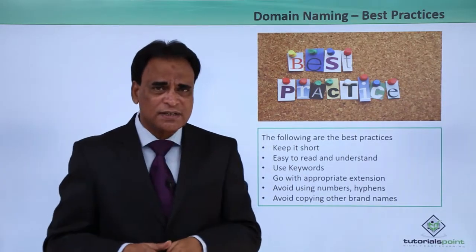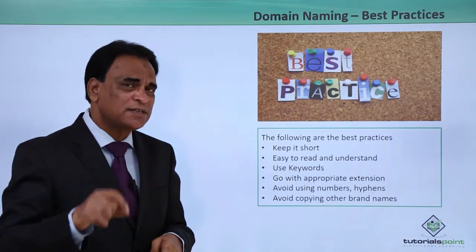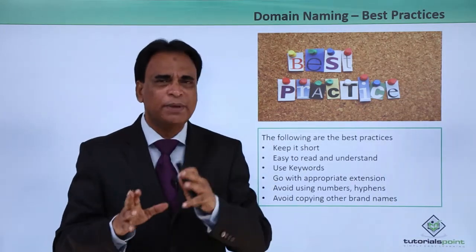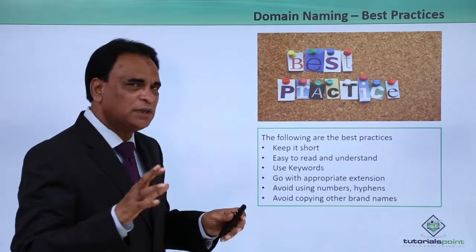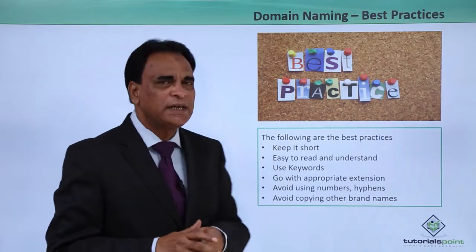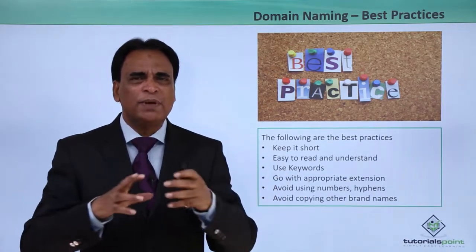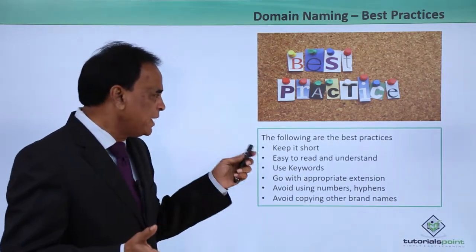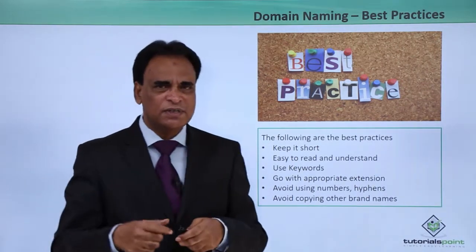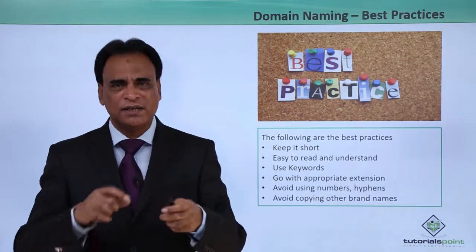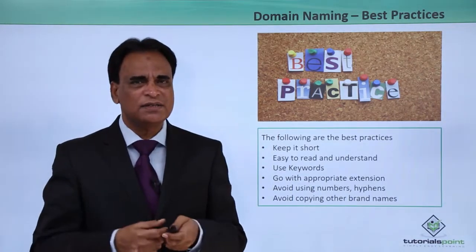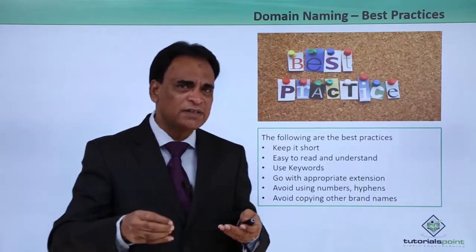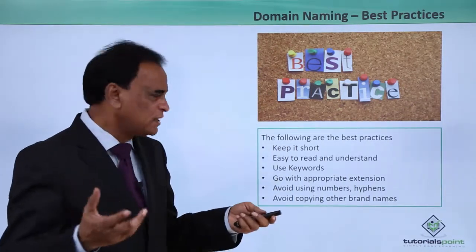Domain name best practices. What are the things that you need to consider in choosing a domain? Keep it short. The shorter, the better the domain name will be. Easy to read and understand. Avoid complex words. Make it more understandable, more readable and more simple. Use keywords. It is important, like digitalmarketingconsultant.com, or digital marketing consultant, SEO professional, whatever keyword you choose for your industry and your expertise, use the keywords.